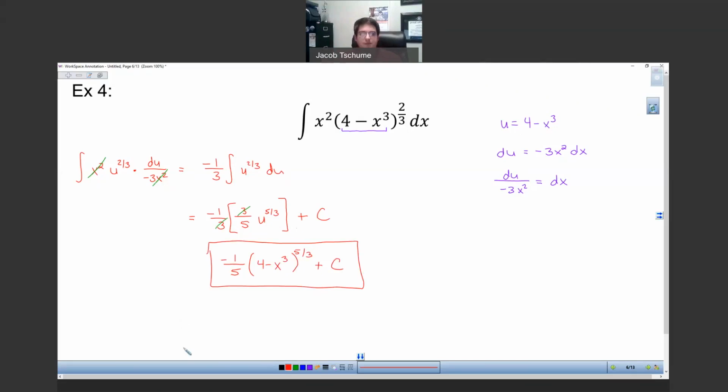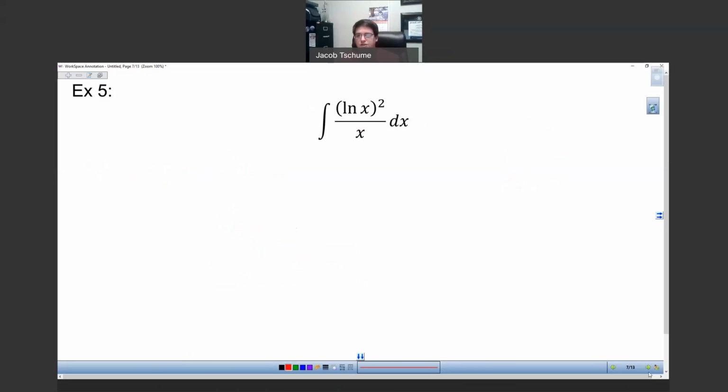Hopefully by now, and we still have some more problems to do, you're starting to notice the pattern. The inside function becomes your u. You set up your u substitution, and hopefully everything other than the constant and variable u's cancel, and you're able to integrate. All right, let's do a couple more like this, and then we'll go on to a couple that are a little bit different.